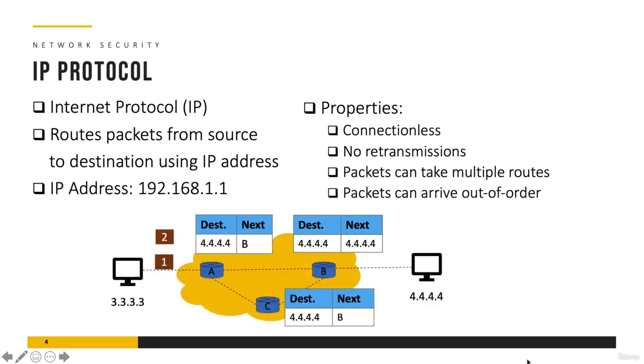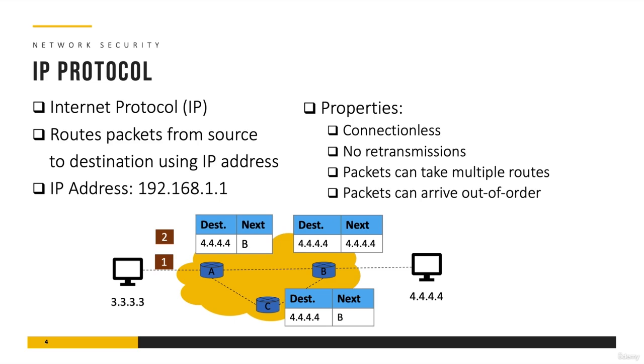Let's see an example of how the IP protocol works. Let's say I have a system 3.3.3.3 and I'm sending some packets to the destination 4.4.4.4. Now, if you see the routers in the middle, every router has a routing table. In that routing table, they have entries which say that if you want to go to 4.4.4.4, you should take the next hop B, for instance. Similarly, at C, if you want to go to 4.4.4.4, you should go to B. In some instances, due to changing traffic conditions, this entry may be updated. So the next hop can change. For instance, A may send to C instead of B if this entry has been updated.